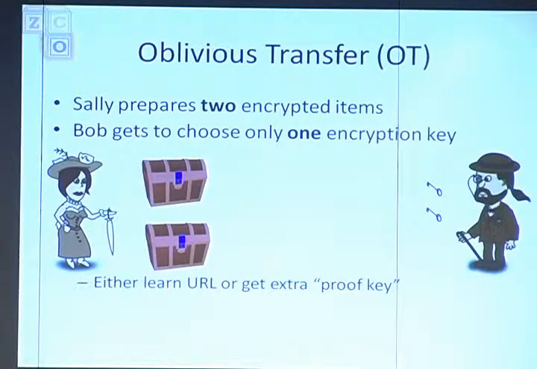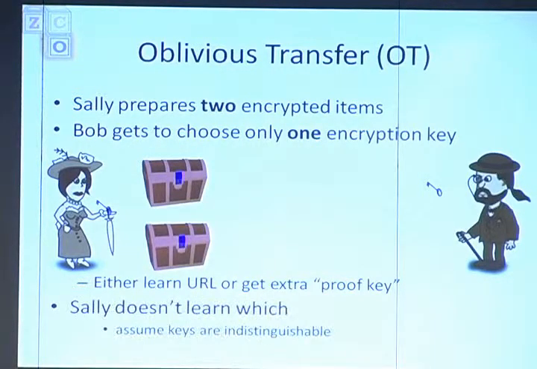But Bob is only going to get to choose one. So he chooses the key he wants, and he sends the other key back to Sally, and she discards it. And the point is, in this physical analog, you might think that Sally can tell which key is which. In the mathematical equivalent, they're indistinguishable. So Sally can be certain that Bob only has a single key, but she can't tell which key Bob chose. This is the oblivious part of the oblivious transfer.